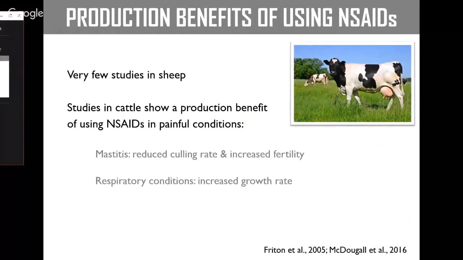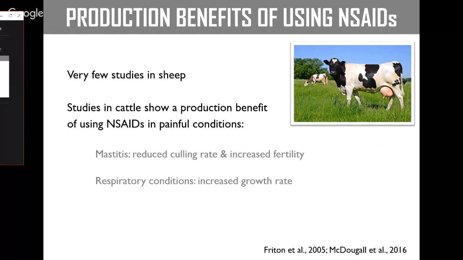So a final point is that obviously using NSAIDs will have welfare benefits, and this in itself is enough to recommend the use. On top of this, I think it is worth mentioning that we have evidence in other species, because there are very few studies in sheep, but we have evidence in cattle, for example, that the use of NSAIDs will bring a production benefit as well. So good welfare and a production benefit will go hand in hand when we talk about the use of NSAIDs.